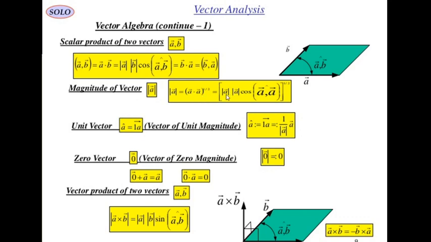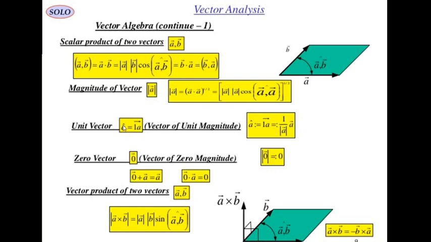So the dot product of A with itself is the magnitude of A times the magnitude of A times the cosine of the angle between the same vectors. Same vectors means they are parallel to each other, so the angle between them is 0, cos 0 is 1, so it is basically A squared. So the magnitude of a vector is also given by the root of A squared, that would be A. That way you are also proving it.